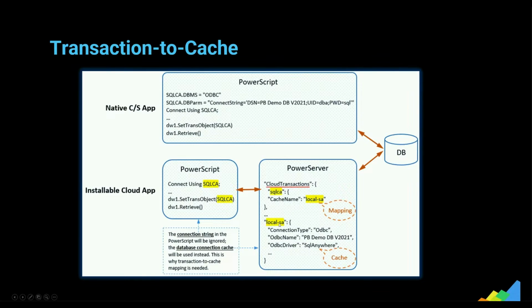It no longer passes the connection information from the client to the server, and therefore, for ICA to work, you will need to configure a cache and then map the transaction object to the cache. So this is called static mapping, static database connection, because the connection configuration, including connection cache settings and transaction to cache mapping, is created before the app is running.